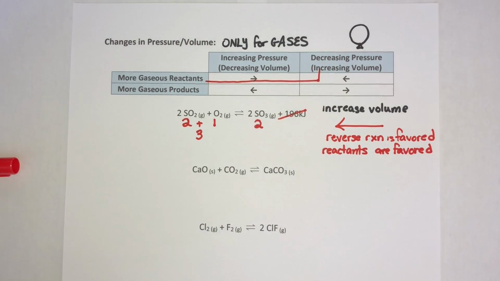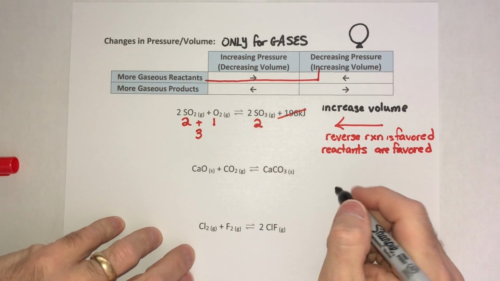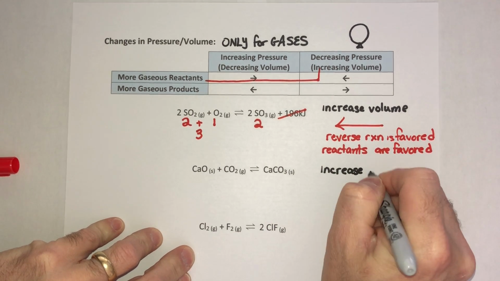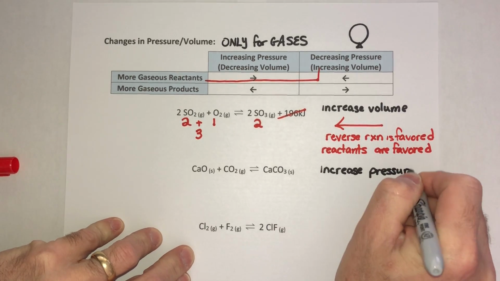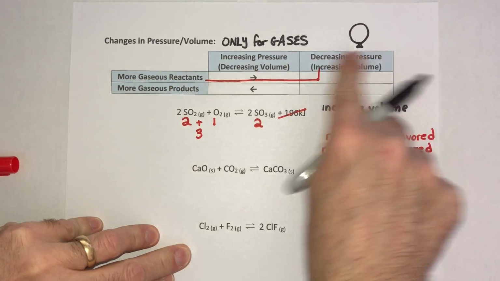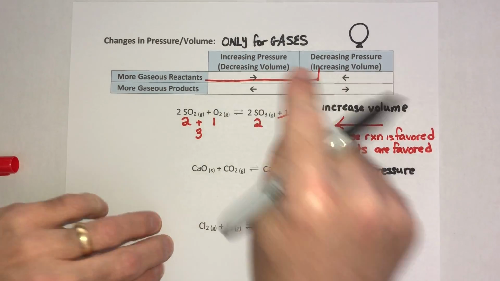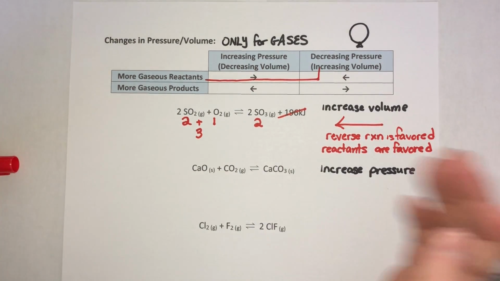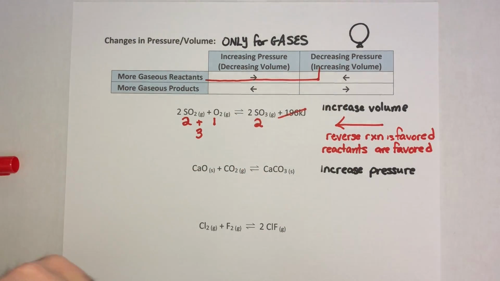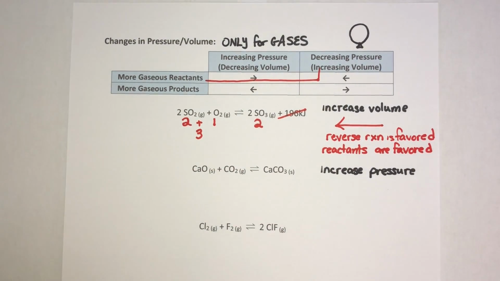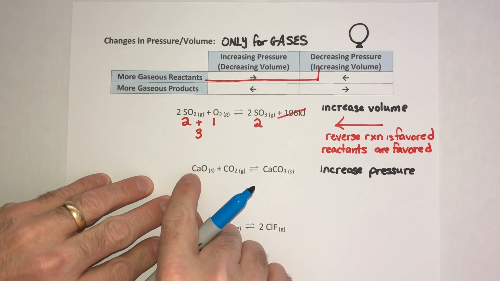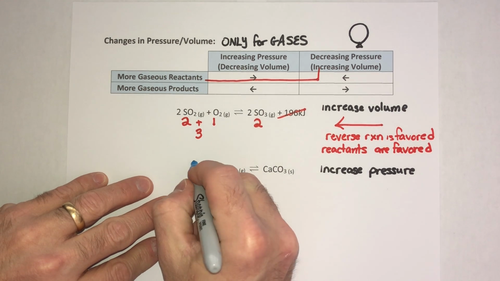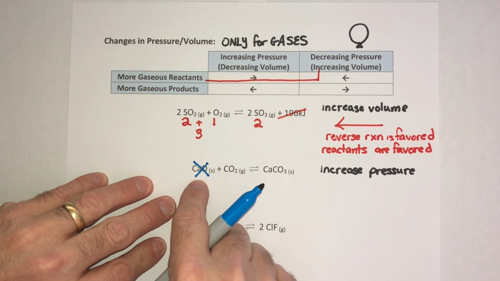Okay, so let's talk about the next one. Let's say for the next one, I am going to increase the pressure. Okay, so if we're going to increase the pressure, that would be this column here. And again, for gases, when you're talking pressures and volumes, it's all about counting the gas particles. How many gas reactants, how many gas products. So if we do the counting on this one, over here on the reactant side, I've got a calcium oxide solid. That's a solid. For pressures and volumes, solids don't count, so that doesn't count.